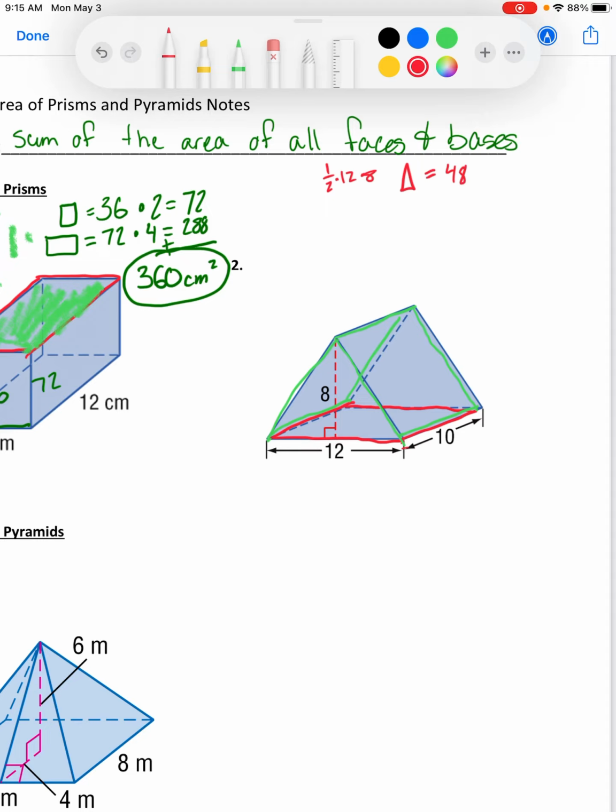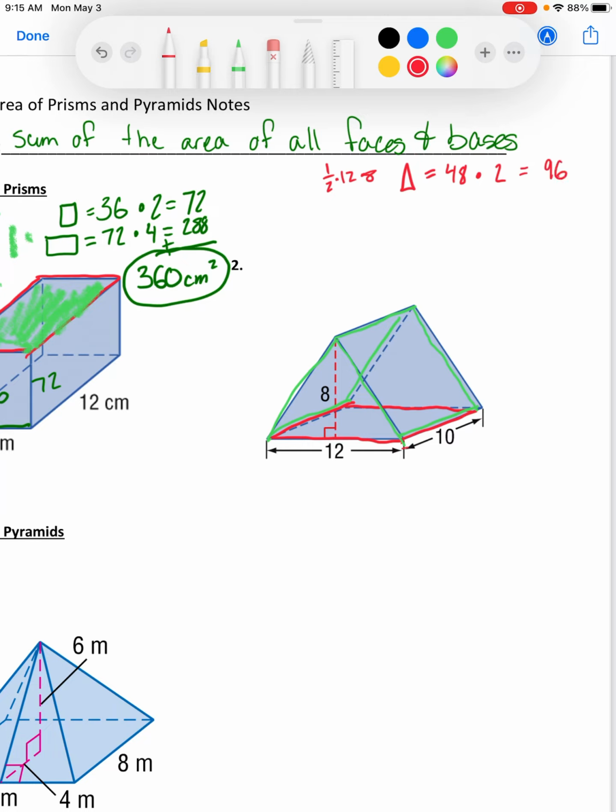So that is the area of one of these triangles, and we have two of them. So I want to multiply that area of 48 times 2, since we have two of those triangular faces. 48 times 2 would be 96.